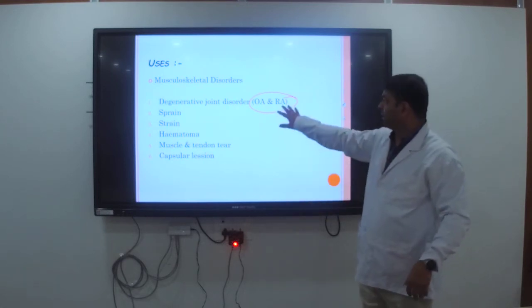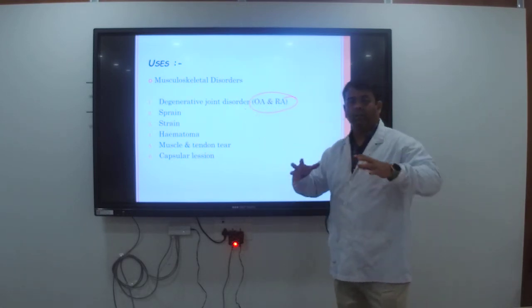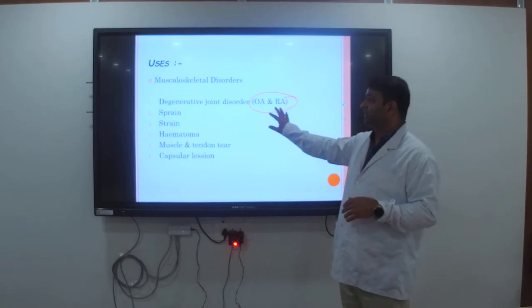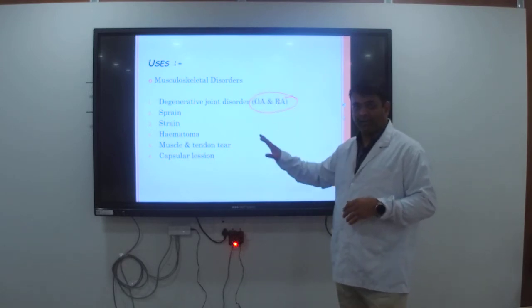That causes OA. So there's a lot of inflammation and swelling, most probably on the medial aspect of the knee. For that, SWD is very effective.